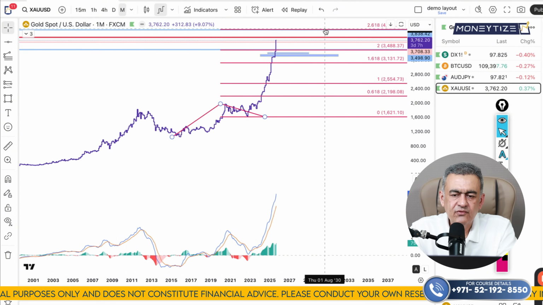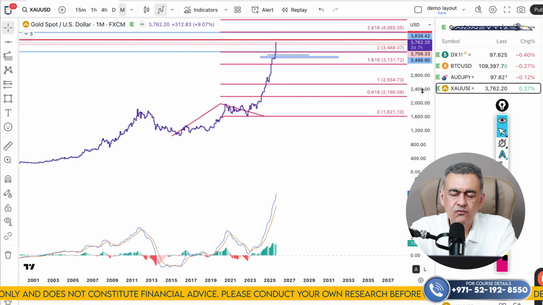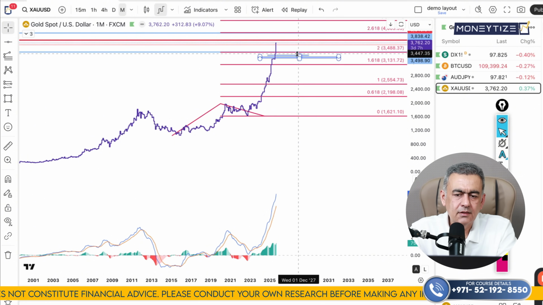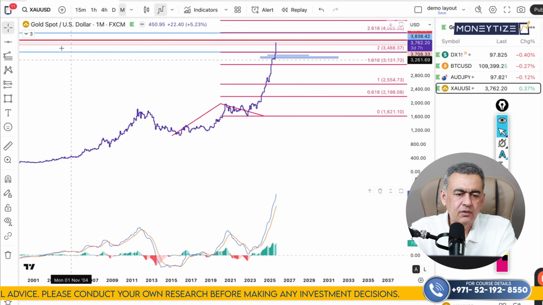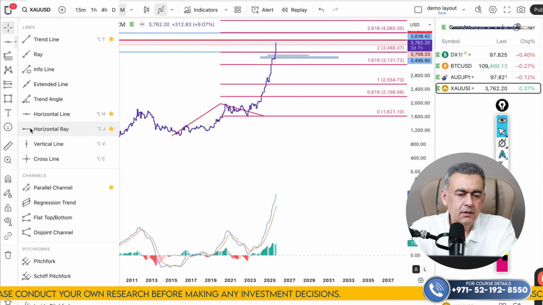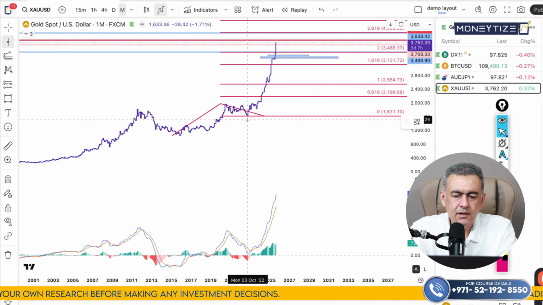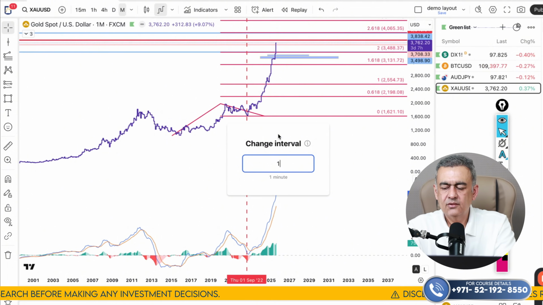And 4055 to 4065 is reinforced as the next target, and the closest target is 3833, and there is no damage to the bullish pattern. I'll use the vertical line here and move down to the next lower time frame, that is weekly.